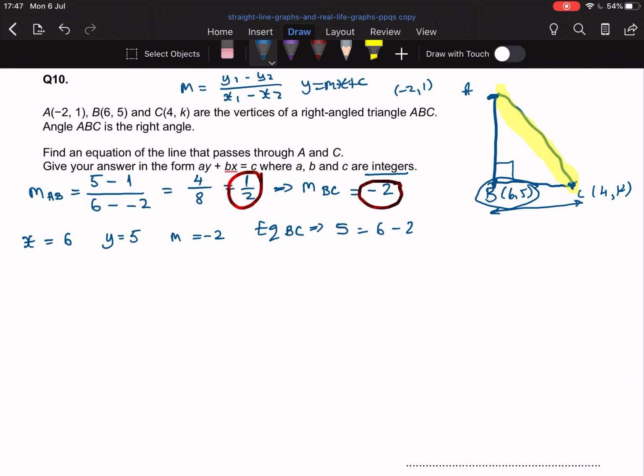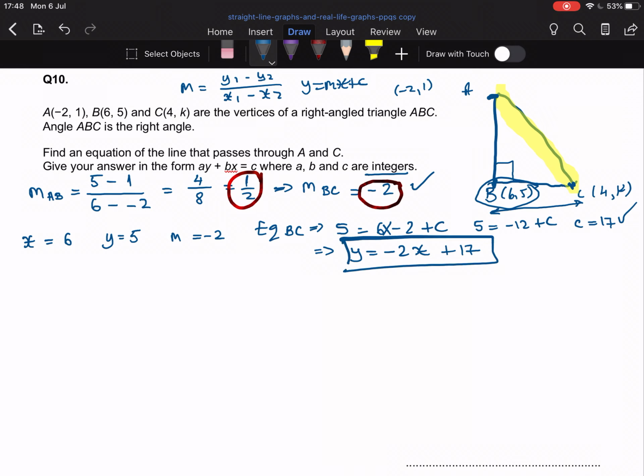So times minus 2, and then plus c. So I've substituted in y equals mx plus c. So from there I've got that 5 equals minus 12 plus c. So this means c is equal to positive 17. So the equation of BC is y equals minus 2x, which is the gradient we worked out here, and then add 17, which is the intercept we worked out here. So now I know the equation of the line BC. So I know the equation of this line here.